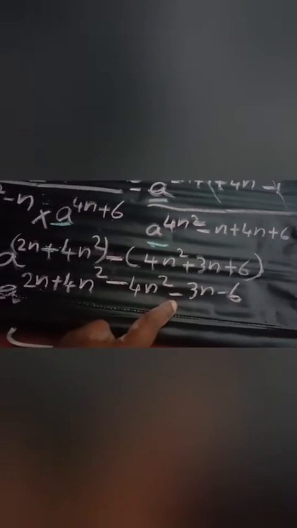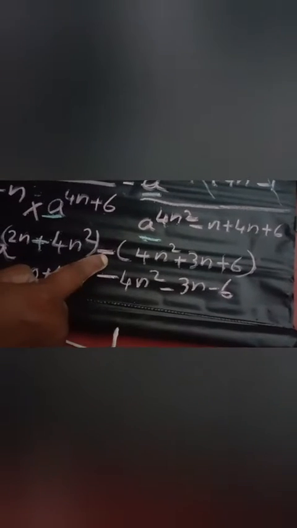How do you get minus 3n? Here minus n is there, plus 4n, 4 minus 1 is 3, that's why. And if we are removing this bracket, all the terms become negative. Now, see here, 2n is there, plus 4n square minus 4n square get cancelled. Plus 2n and minus 3n is what? 2 minus 3 is minus 1.